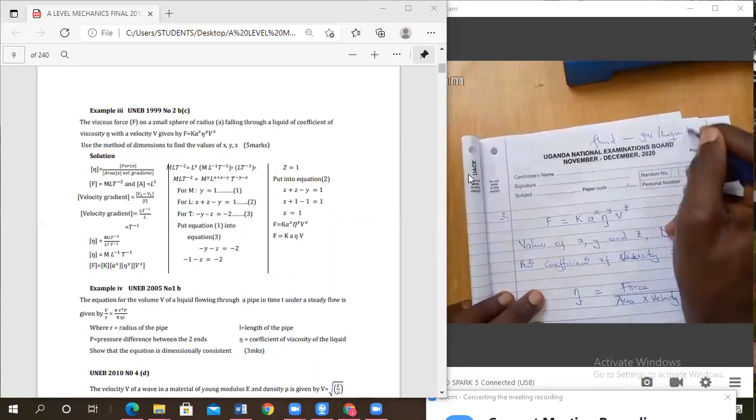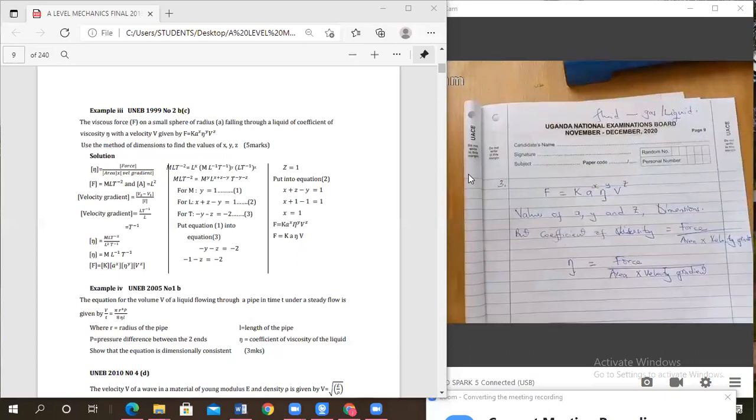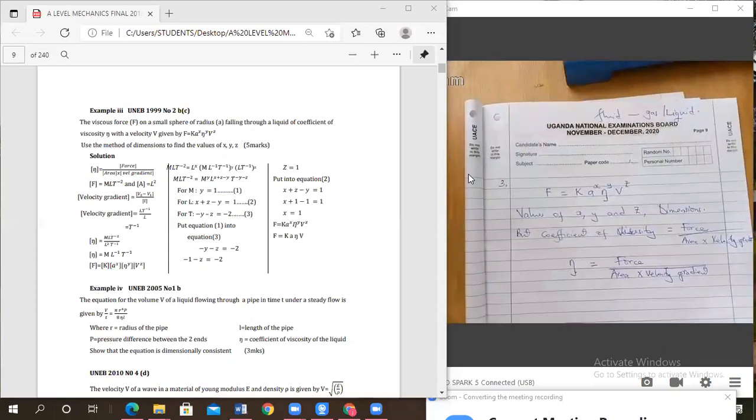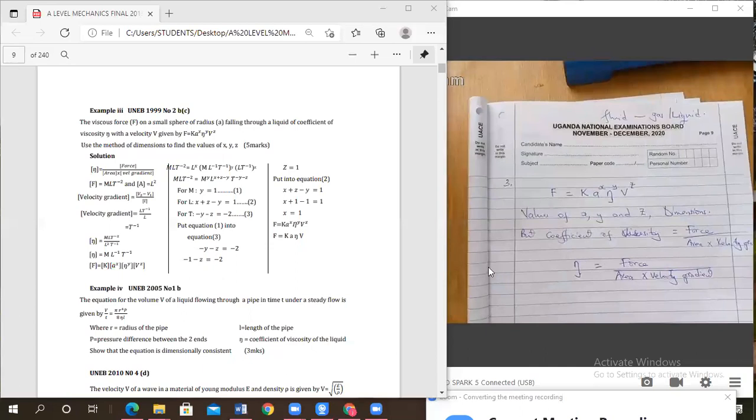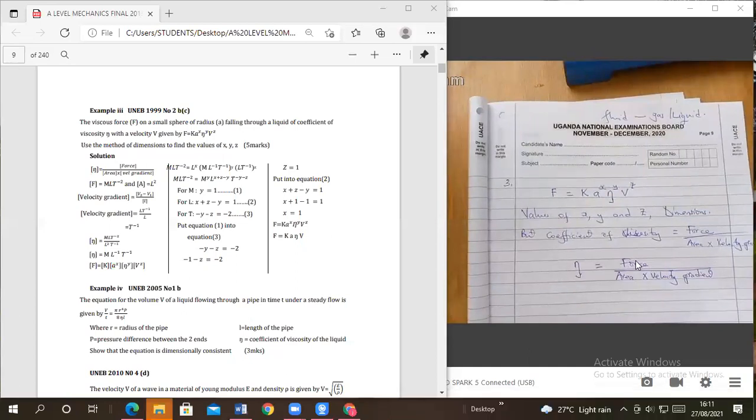That's a combination of these two. A fluid is any substance that can flow. We can see that gas or air can flow, and liquid can also flow. So we shall look at that when we are looking at fluid mechanics, and discuss it at length. But for now, we shall say coefficient of viscosity is equal to force over area times velocity gradient. Take that into consideration.